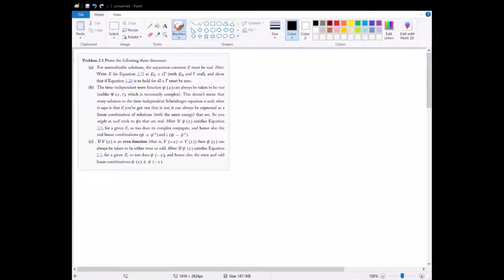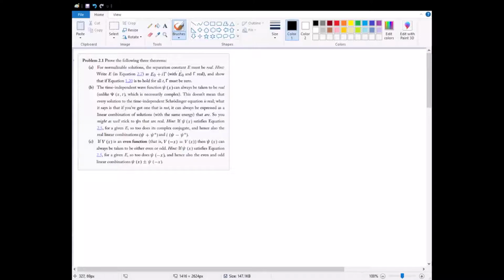Problem 2.1 asks us to prove a series of 3 theorems. So let's start right away with number 1. For normalizable solutions, the separation constant E must be real. The hint is to write E as E naught plus I tau, with E naught and tau being real, and show that if equation 1.20 is to hold for all t, then tau must be 0. So let's take this apart bit by bit.